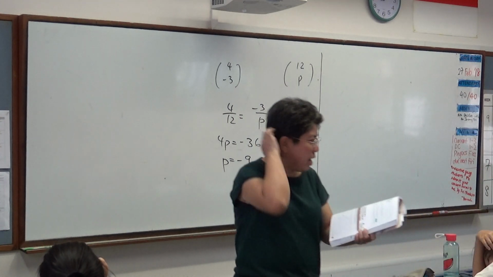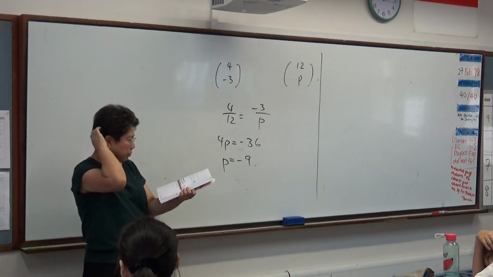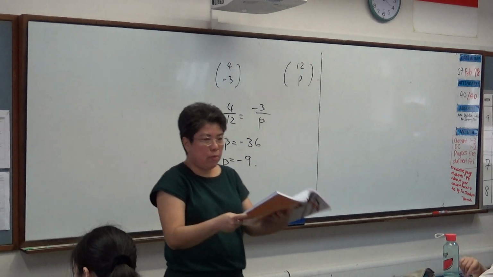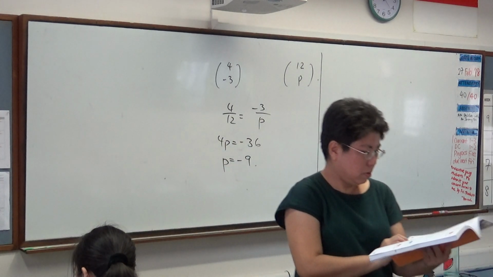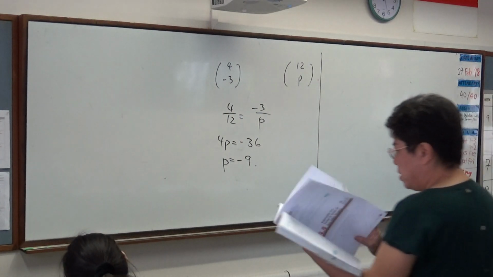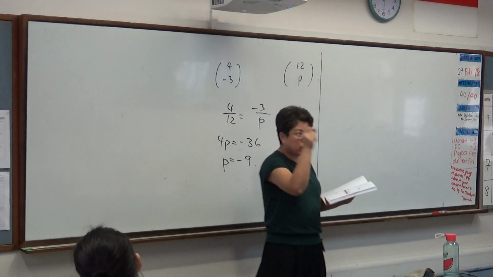Okay. Now next, I need the visualizer. I want you to look at page 198 all the way to 199 first. All of you. After that, I'm going to do position vectors. Then I'm going to stop and I'll do homework together with you. Okay?